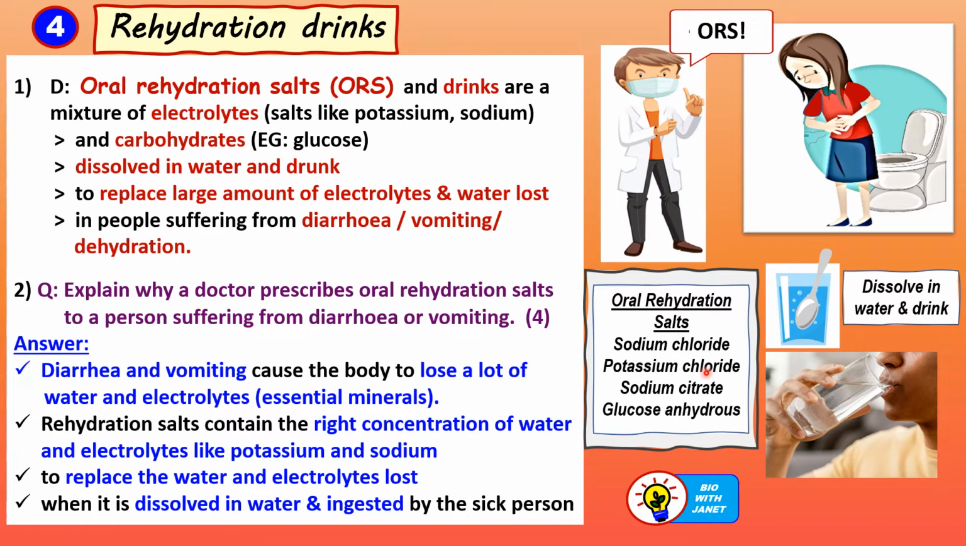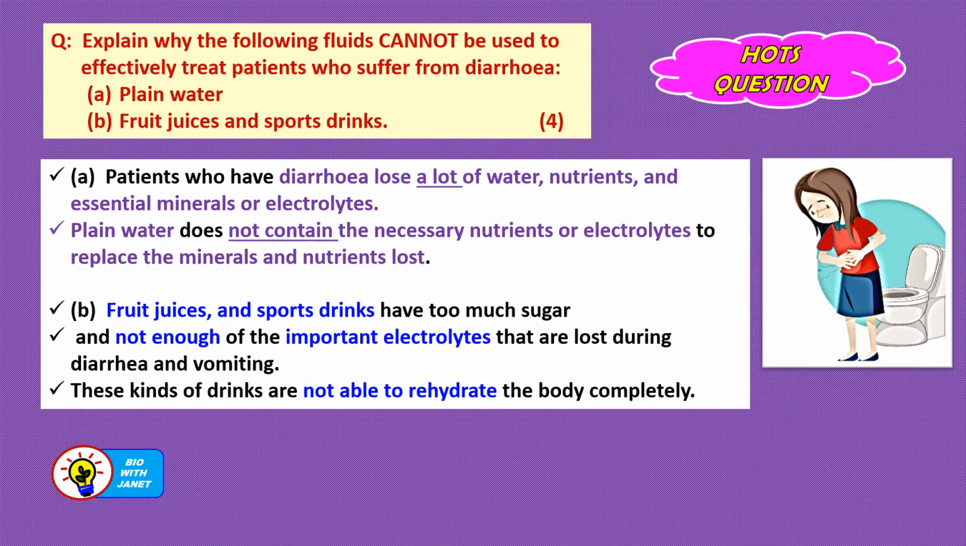Okay, now you can see oral rehydration salts. Normally they contain sodium chloride, which is salt, potassium chloride, sodium citrate, and some glucose to give energy to the person also. So here's a hot question related to oral rehydration salts. Explain why the following fluids cannot be used to effectively treat patients who suffer from diarrhea.